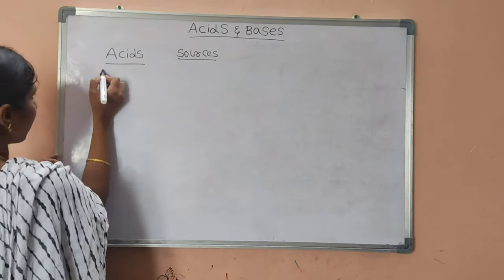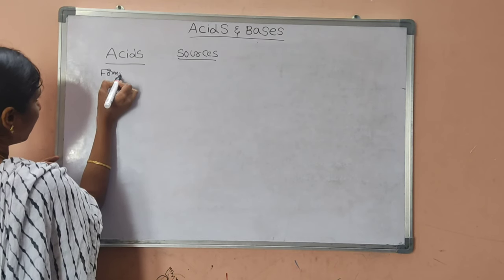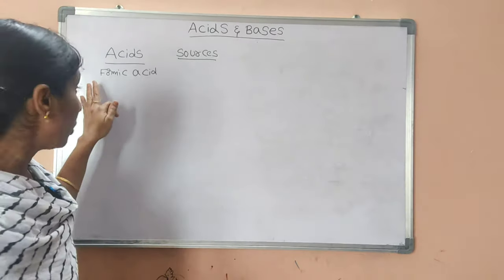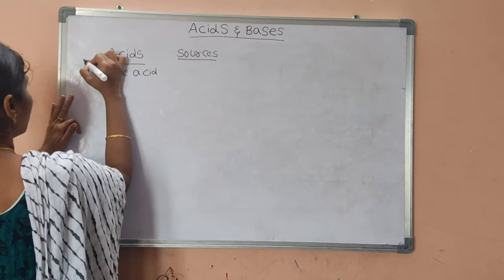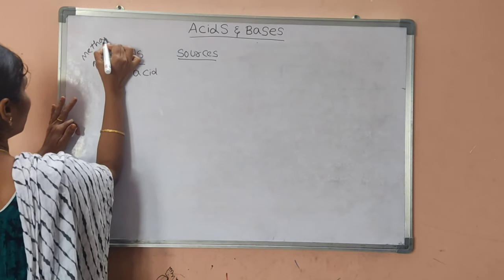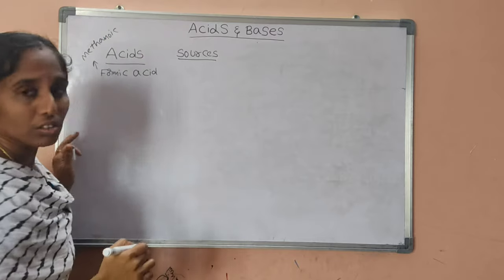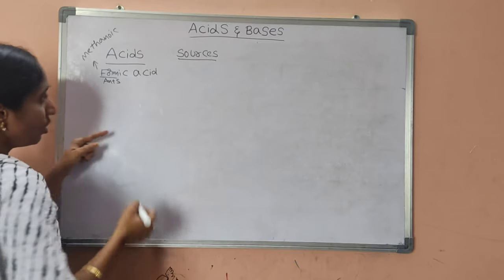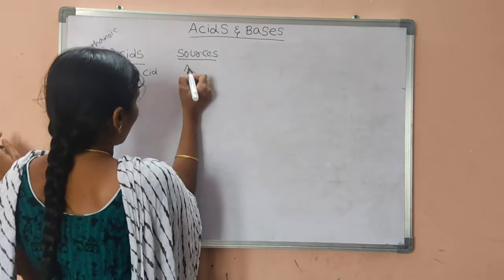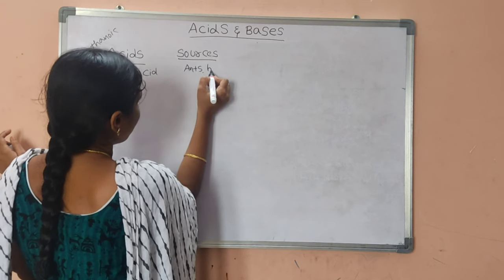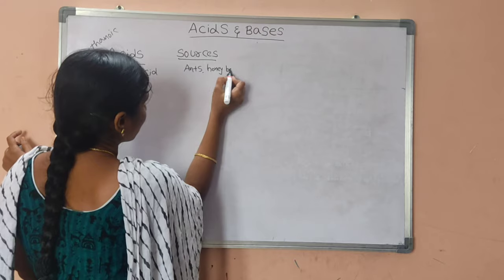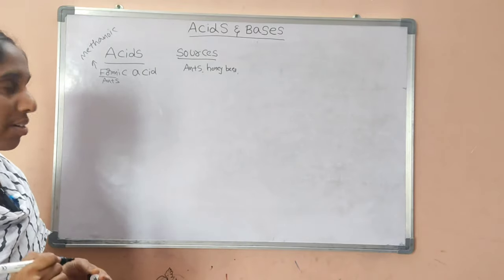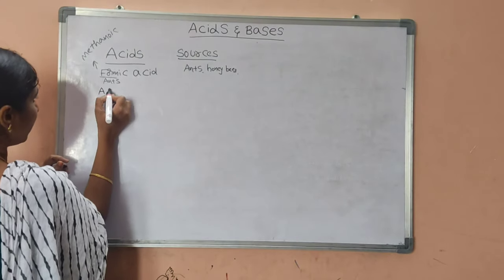First, formic acid. What is that? Formic acid, also known as methanoic acid. In Latin, formica means ants. Formic acid is present in the ants, honeybees. Which acid is present in the ants? Formic acid. Next, acetic acid.